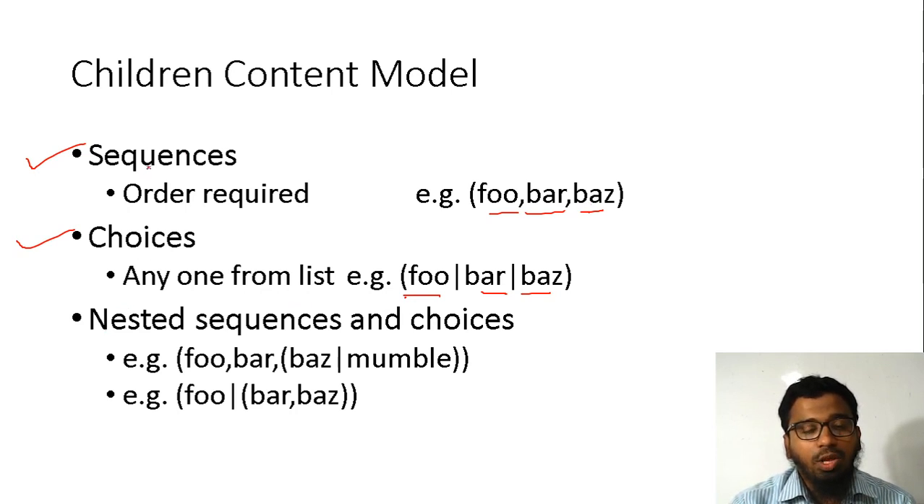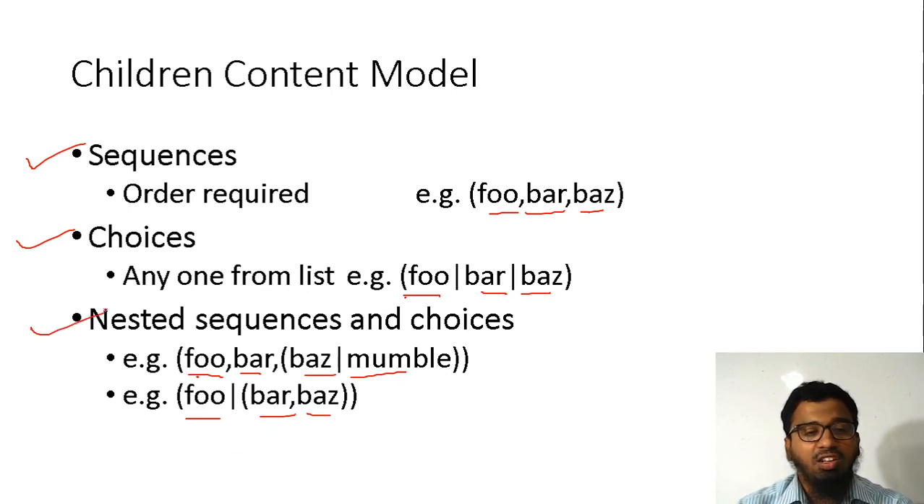Whenever we are doing the sequence, you must use the comma. Whenever you are choosing an option, you should use the or symbol. So, nested sequence and choice. Nested means the combination of sequence and choice: this is the order, and from these two, any one you can select. First should be this, or any one of these from the bar.